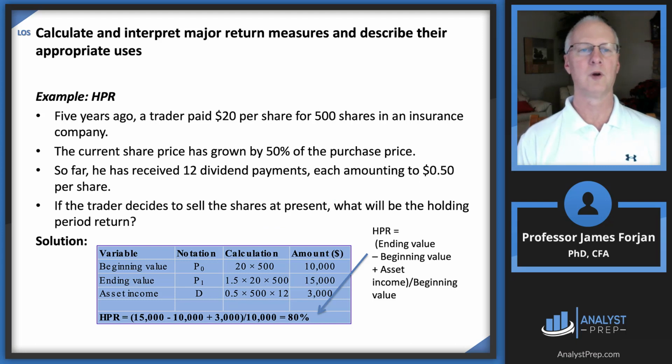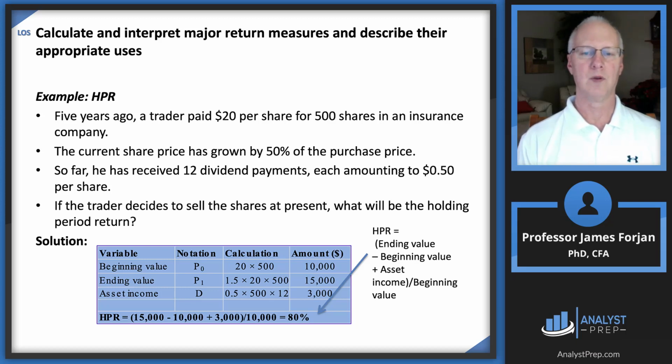So we can do a quick calculation here. 5 years ago, a trader paid $20 per share for 500 shares. Current price has grown by 50% of the purchase price. The shareholder has received 12 dividend payments, each amounting to 50 cents per share. And if the trader decides to sell those shares today, what will be the holding period return?